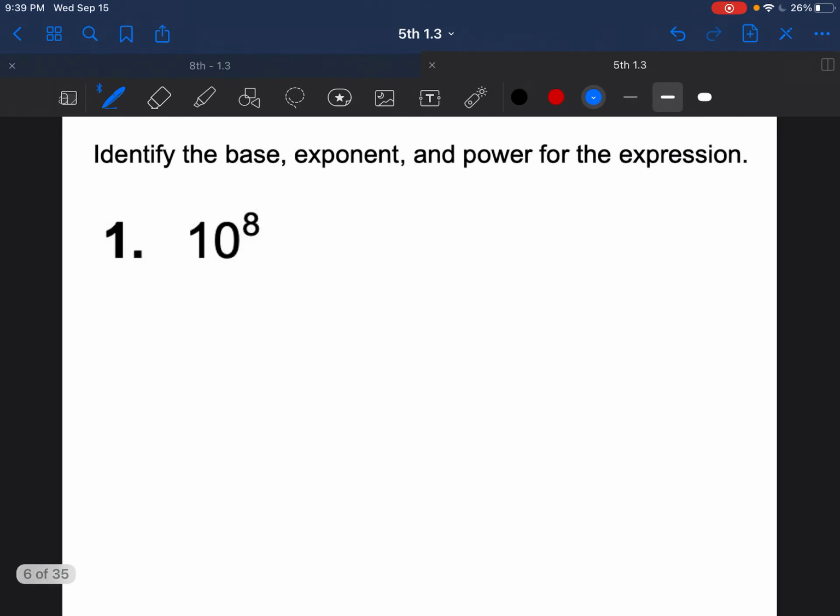It says, identify the base, exponent, and power for the expression. Well, ladies and gentlemen, here's a few things. I'm going to do this real quick for you guys. So please write this down too. You're going to write this pretty big like this.